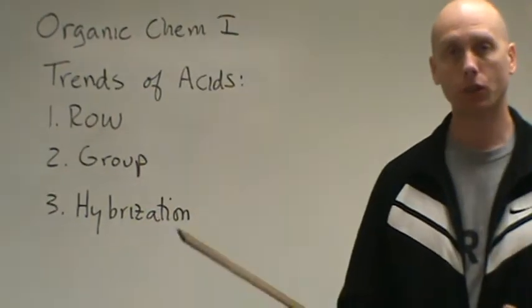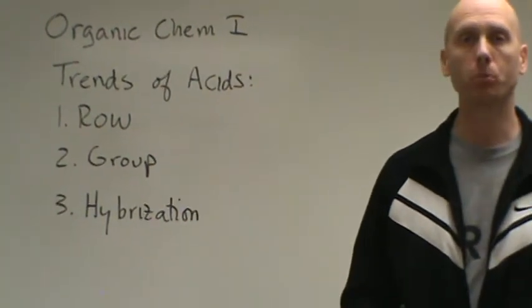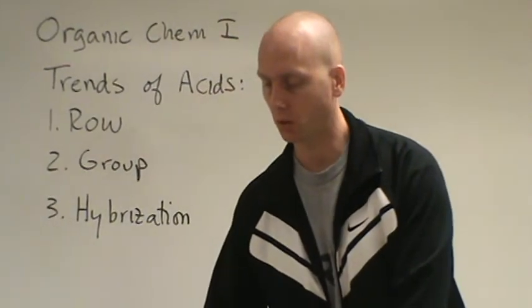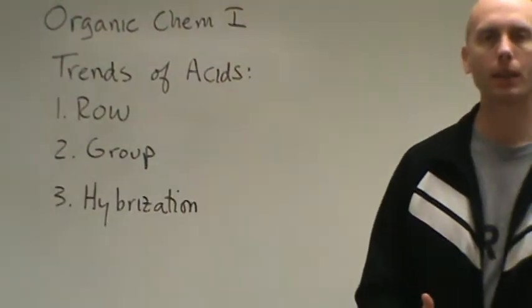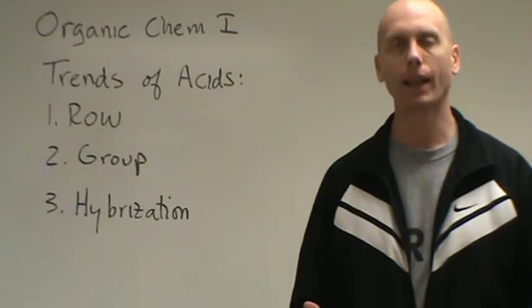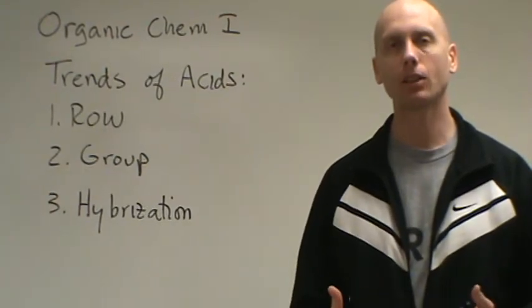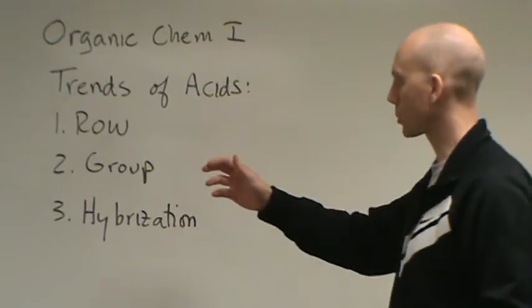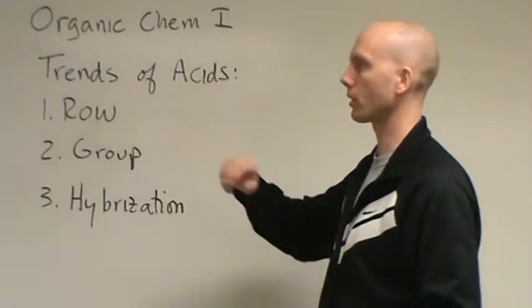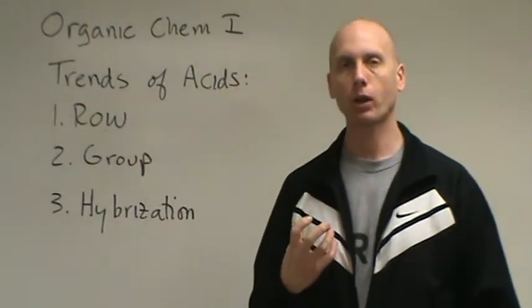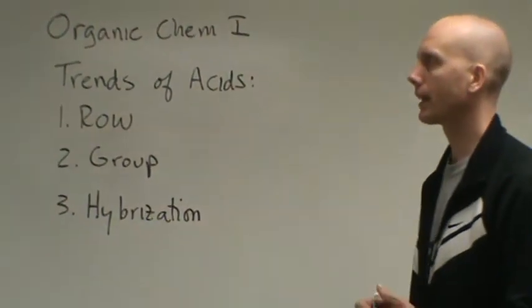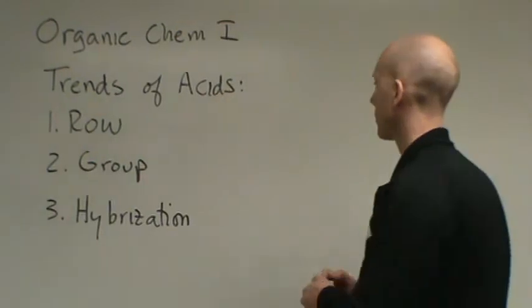Last time we learned how to see how strong an acid was by simply looking at its pKa value. But now we want to see if we can predict how strong an acid is just by looking at it, without any pKa values. The first way we're going to look at it is by looking at what row the acid is in. Let's look at a couple of examples here.